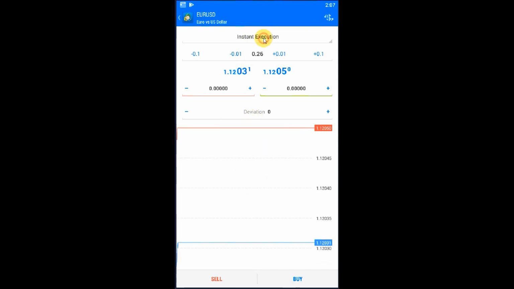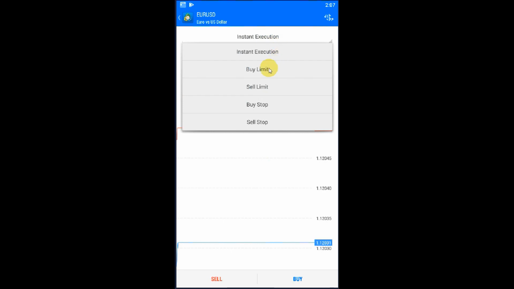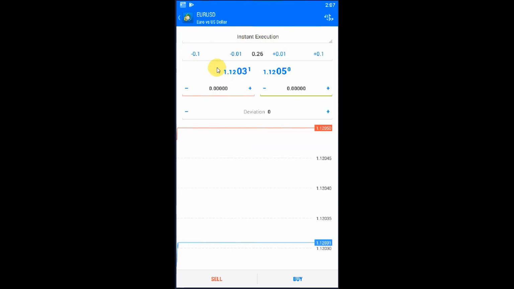So there's instant execution, that's the type of order that you can place. Then there's buy limit, sell limit, buy stop and sell stop. All these are different types of trades that you can place using this platform. Then the numbers below that, this is where you enter the lot size. Lot size is just the quantity of currency that you want to trade with.